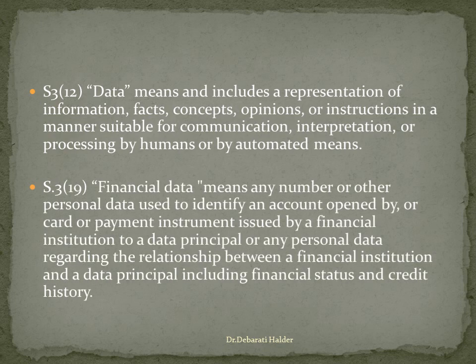Section 319 of this bill defines financial data, which means any number or other personal data used to identify an account opened by or card or payment instrument issued by a financial institution to a data principal or any personal data regarding the relationship between a financial institution and a data principal, including financial status and credit history. As such, financial data may also include bank data.